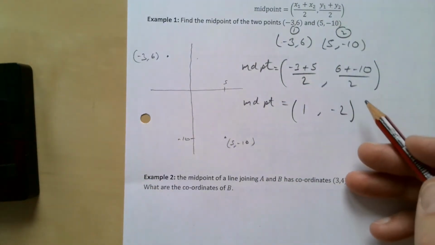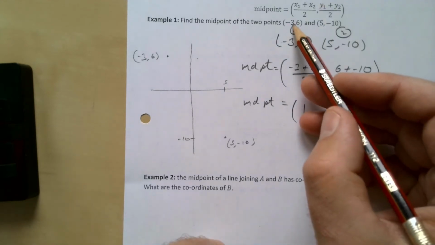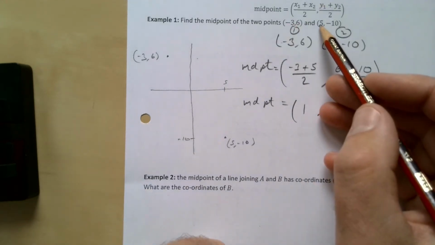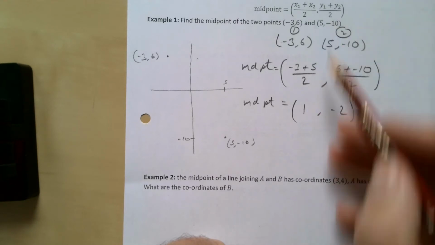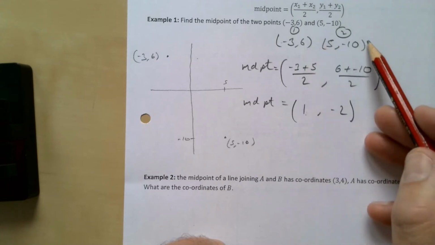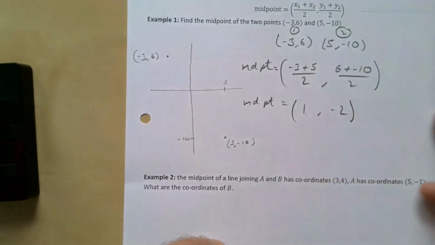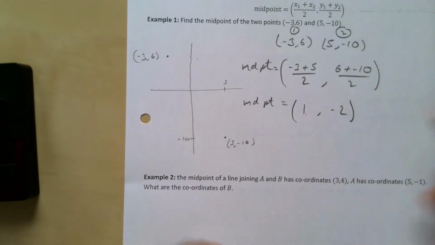The other way you can do it, by using your common sense again, is just looking at the numbers. Halfway in between minus 3 and 5, think about your number line. Halfway in between is going to be 1. So there's your 1 there. Halfway in between 6 and minus 10, again think about your number line going all the way along. There's 6, there's minus 10, a gap of 16, and so halfway along there is going to be minus 2. So that's another way of working that one out.